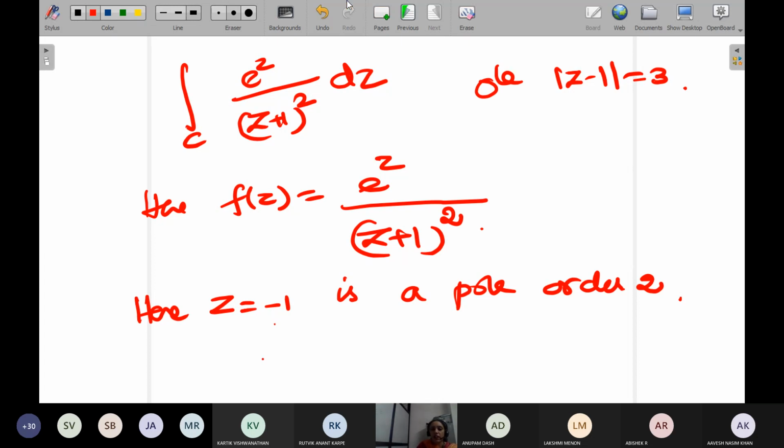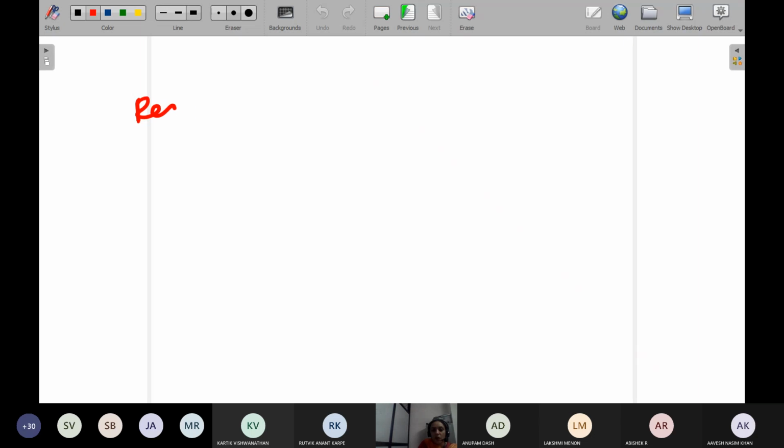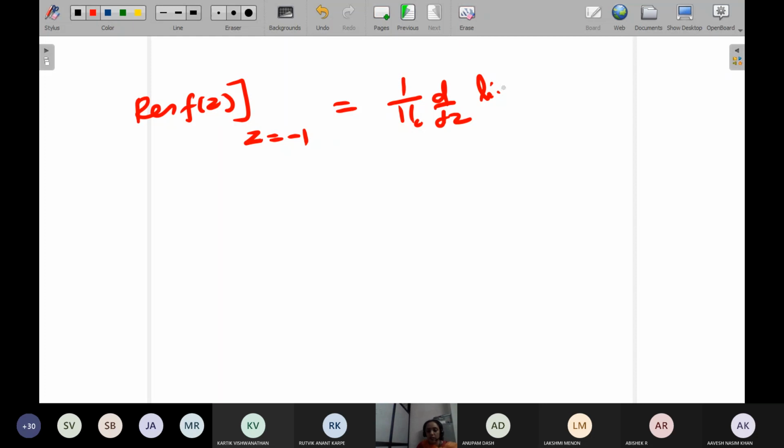So now we will find the residue of the function f of z at z is equal to -1. It is a pole of order 2. So what will it be? 1 by 1 factorial into d by dz of, limit z tends to -1, of the pole. What is the pole here? -1 is the pole. So (z plus 1) the whole square into f of z.